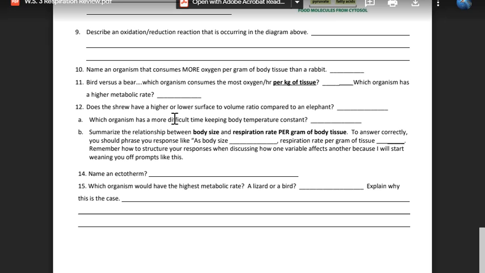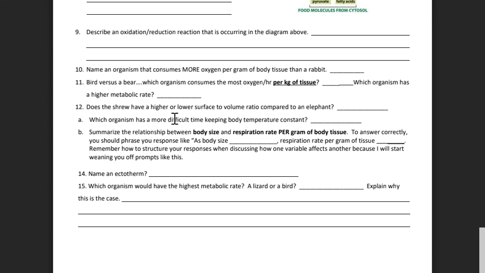So on number 10, if I say name an organism that consumes more oxygen per gram of body tissue than a rabbit, are you going to pick a big organism or something smaller than a rabbit? Does a bigger organism consume more oxygen or a smaller? Small. It's going to be the smaller. It's kind of like the opposite of what most people think. Okay. So to stay warm, smaller organisms have to consume more materials and have higher respiration rates to produce heat and ATP to stay warm.